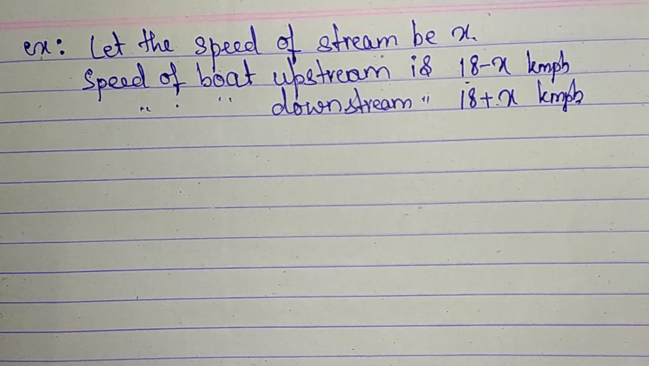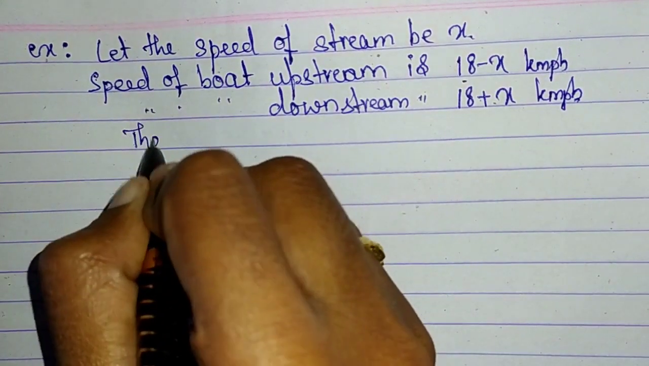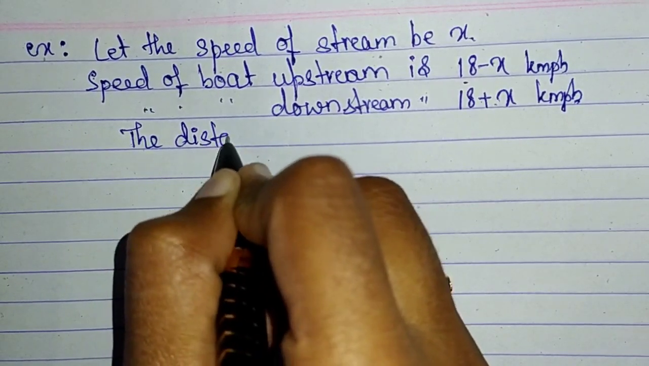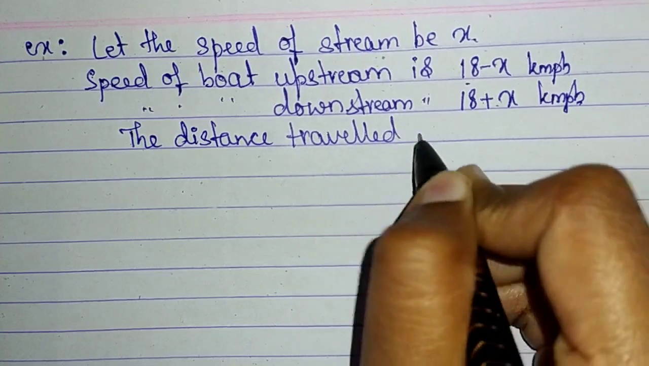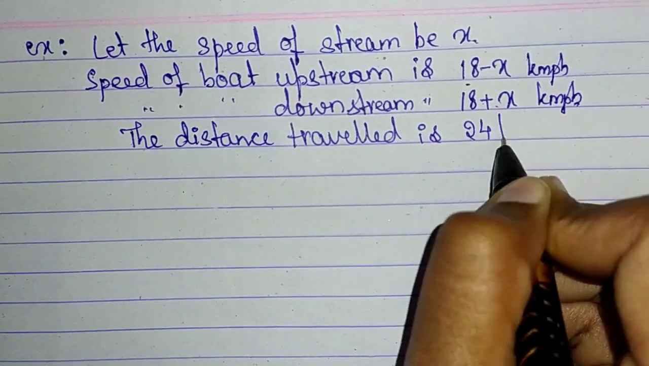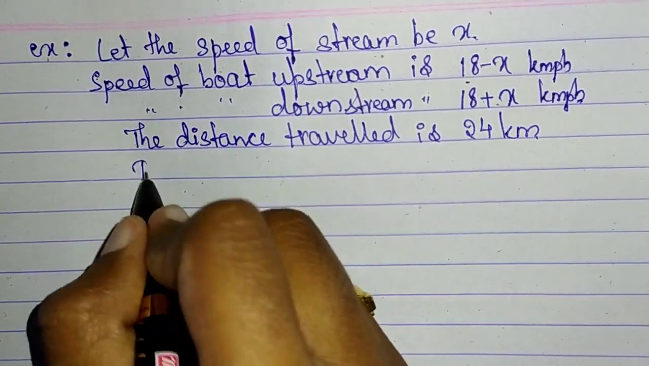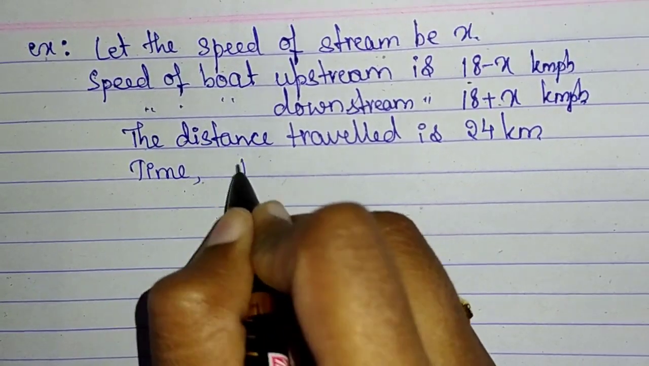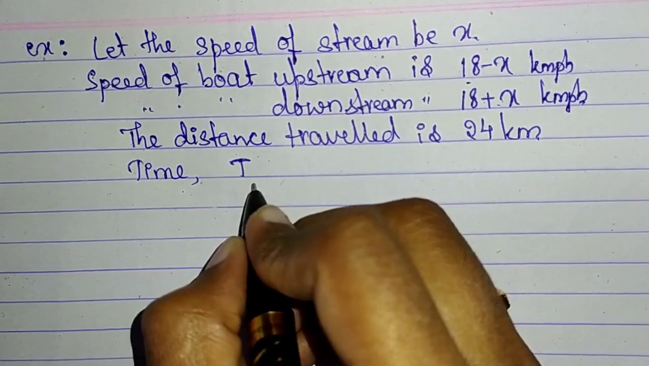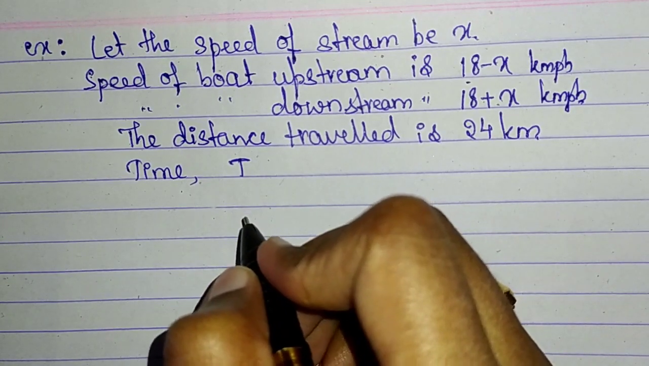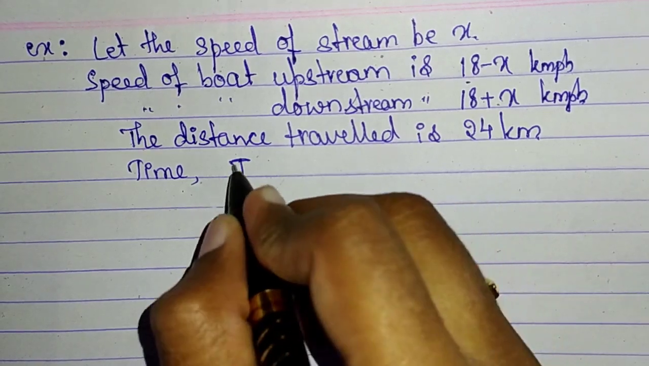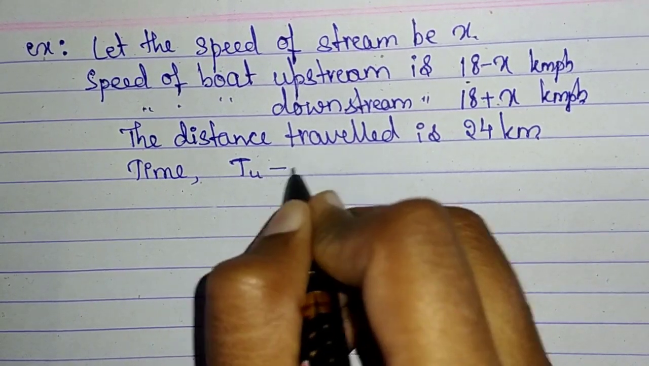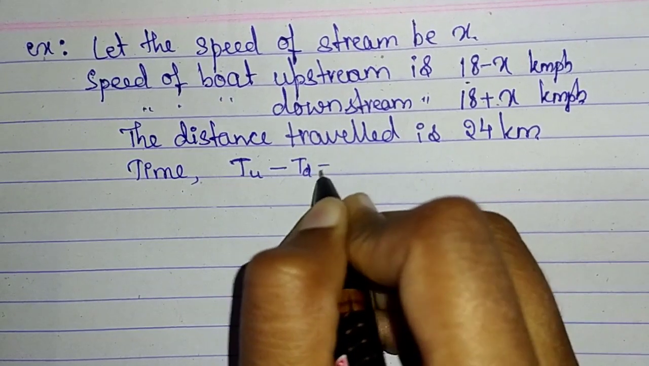the time taken for the motor boat. So now the distance traveled is 24 kilometers. So now time t while going upstream, the difference between the time going upstream and downstream is 1 hour. So the difference in time, time up minus time down, is equal to 1.